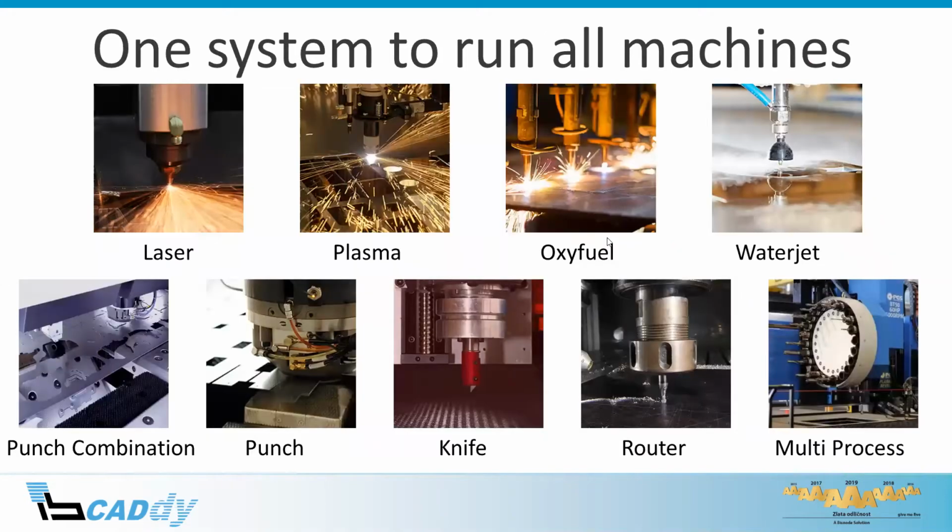SigmaNEST drives nearly every type of profile cutting, routing, or punching machine to produce premium quality parts while saving valuable material and manpower. Here we can see some of the machine types such as laser, plasma, oxy-fuel, water jet, punch combination, punch knife, router, and multiprocess. The advantage of SigmaNEST is that we have one environment where we can program any of the mentioned machine types, and we are not limited to the machine brand. Also, if we create a task for one machine, we can change the NC export for other machines with a few clicks.